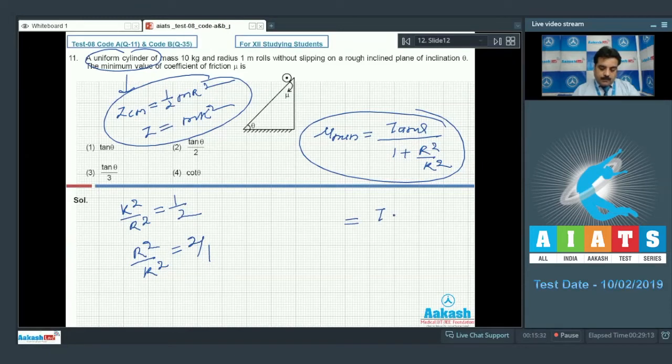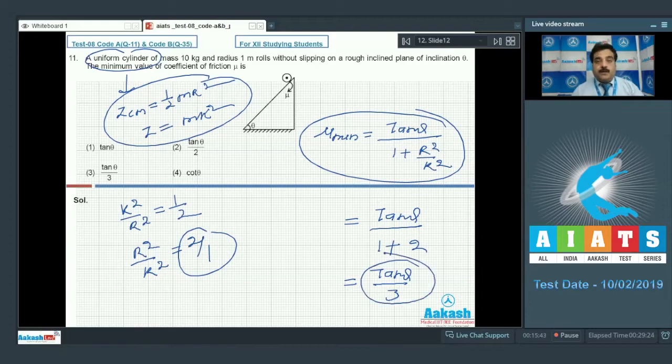So you will place only the value: tan theta upon 1 plus r square upon k square, which is only 2. So very quickly you will get tan theta by 3. This is how you can deal with this question. So option number 3 will be the right choice.